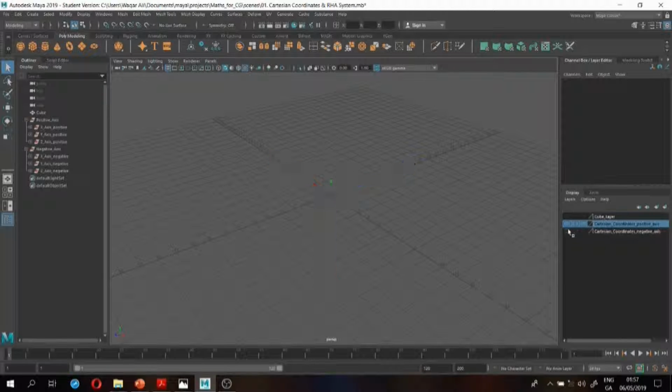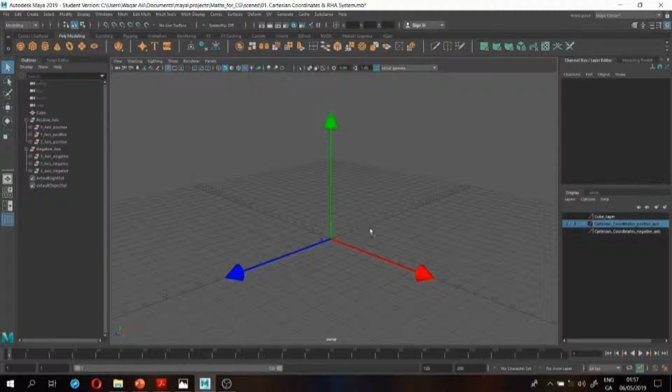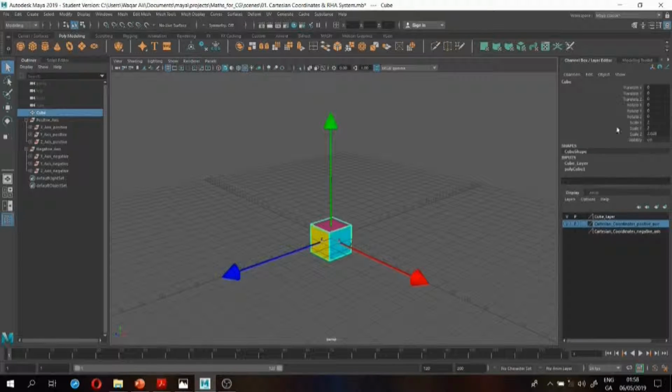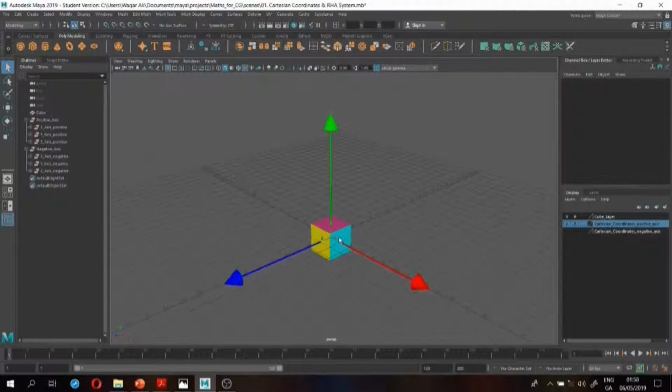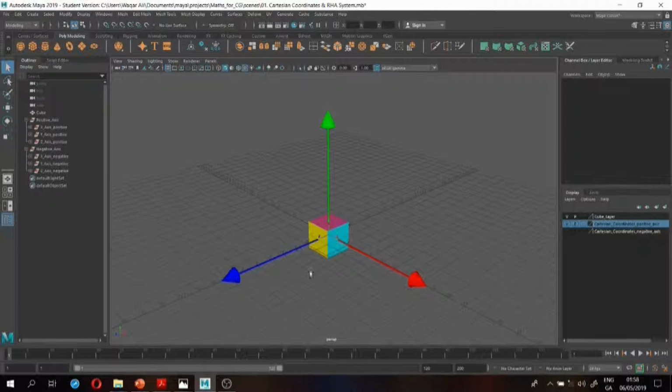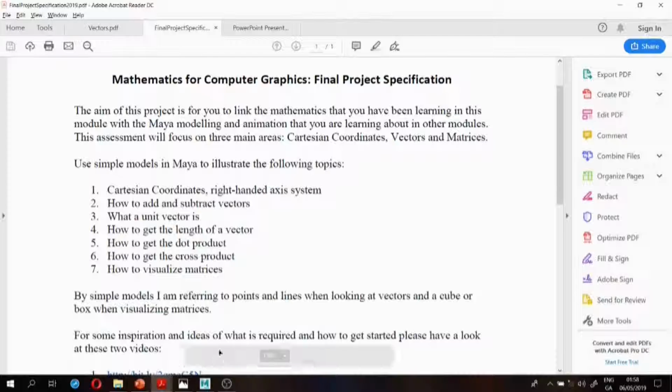So let's just take a moment. We'll go back to our positive axis, and then we get a cube here at the moment. The cube has its location here, with a scale factor of 2 to 2. And so this is basically the Cartesian coordinate system.